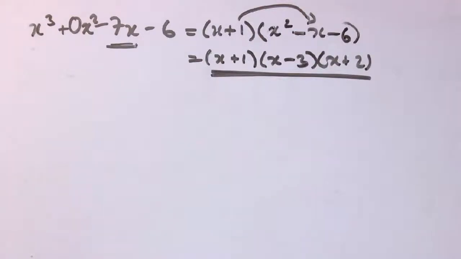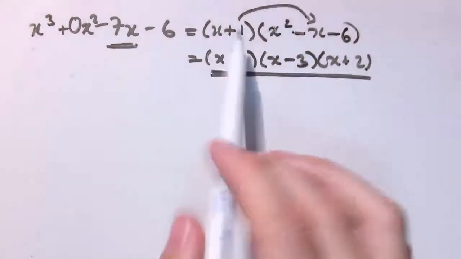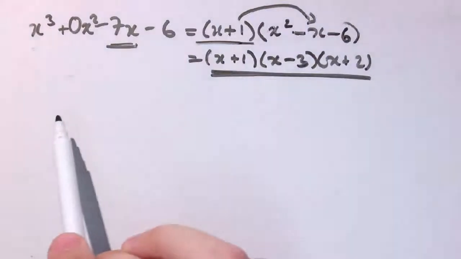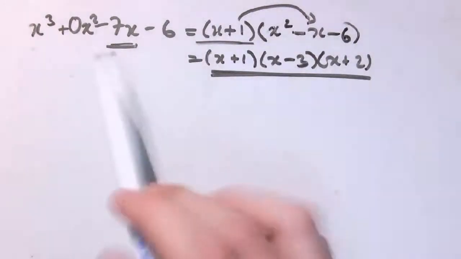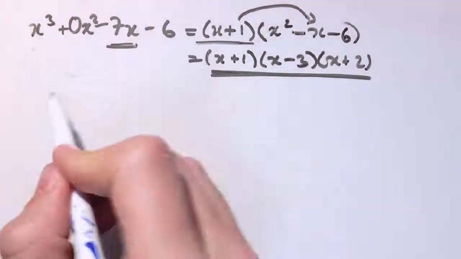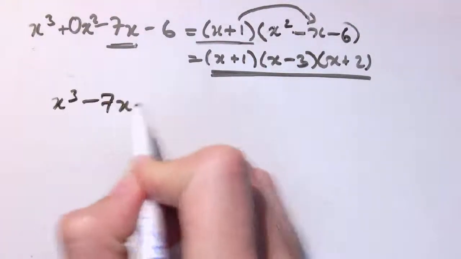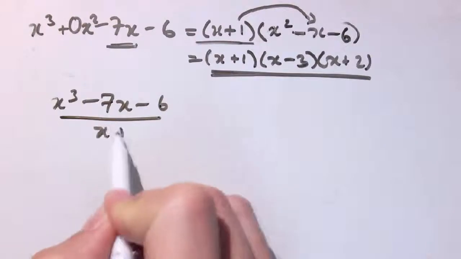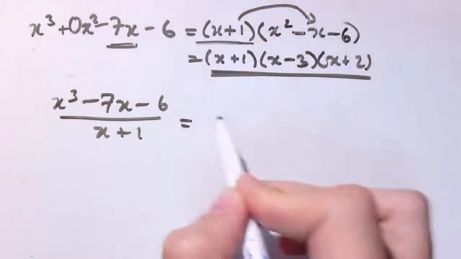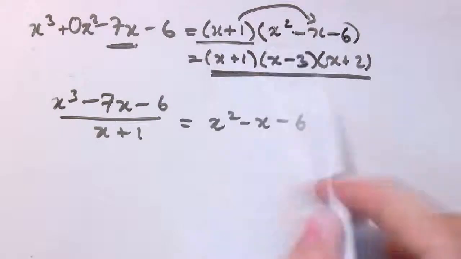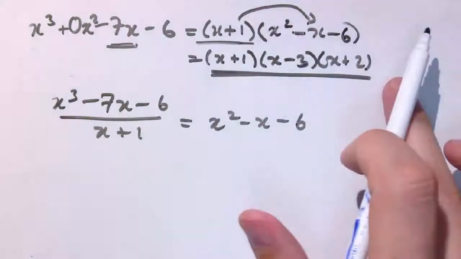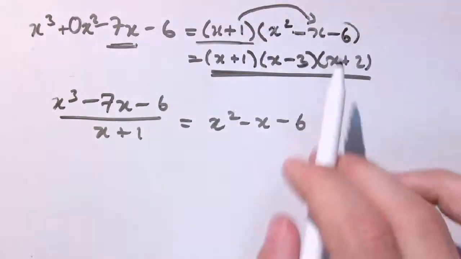Now, what happens though when I try to pull out a factor that isn't a factor? Because this is a bit like division, isn't it? So what I'm saying is x cubed minus 7x minus 6 divided by x plus 1, that's x squared minus x minus 6, or it's x minus 3 times x plus 2. So if I divide this by x plus 1, I'm just left with these two, right?